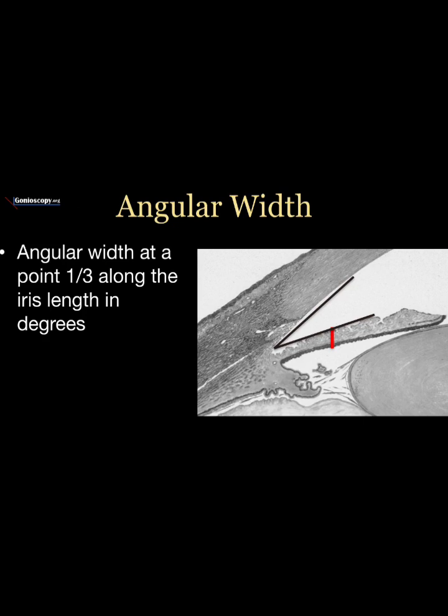Then the next is the angular width. And Dr. Spaeth specifies that you measure the angular width 1/3 along the length of the iris, because it makes a difference in some eyes where you're making that measurement. And so here you can see in the illustration, the third of the way out, we're making this measurement. And as I said earlier, this is 25 degrees.